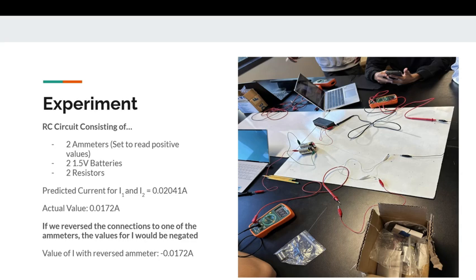However, after this experiment, we found an actual value of our currents to be 0.0172 amps. Now, if we reverse one of the connections to the ammeters, the value for our current will be the same, however, the sign will change. So the value with a reversed ammeter would be negative 0.0172 amps.